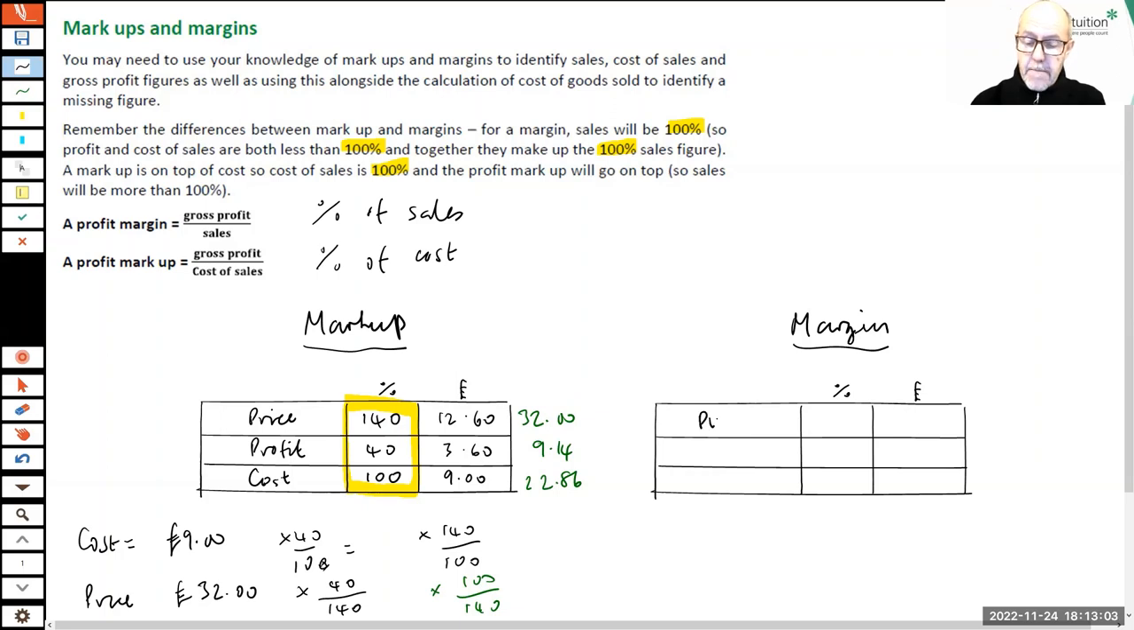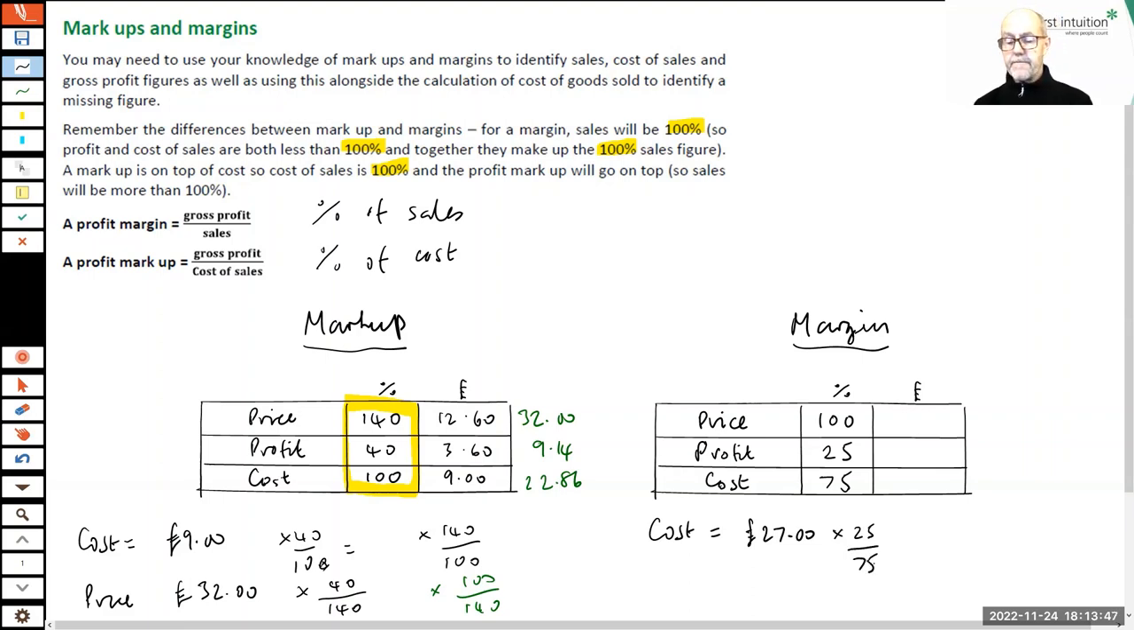Not too different, really. With a margin, we're using the price as 100%. So let's say we're operating on a profit margin of 25%. We now know that the cost is 75% of the price. So long as you get your 100 in the right place, you can't go wrong. So let's say this time we are told that our cost is £27. If we do times 25 over 75, that's a third, isn't it? Of £27, that's £9.